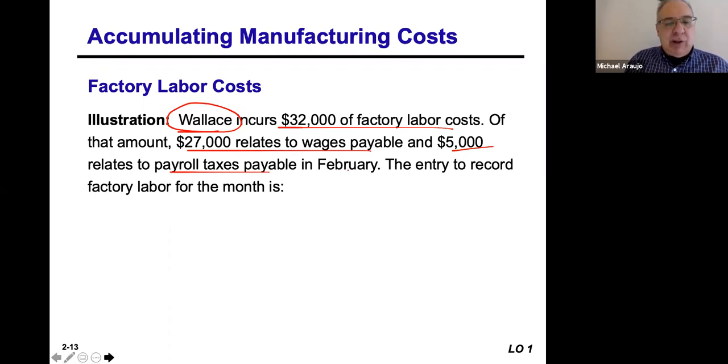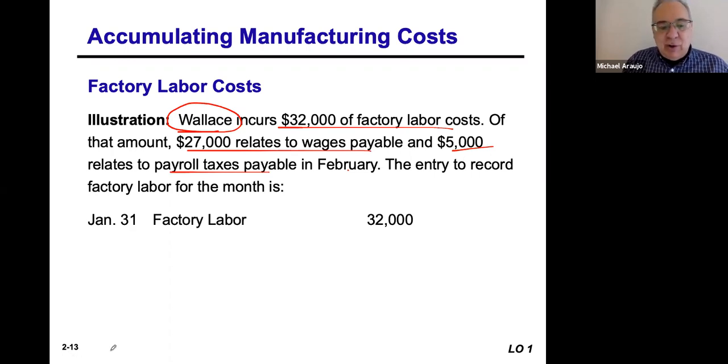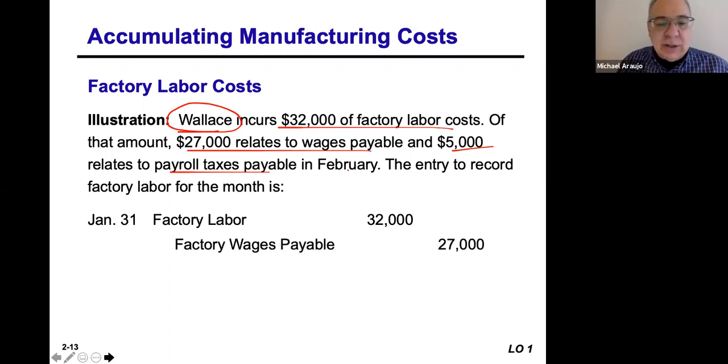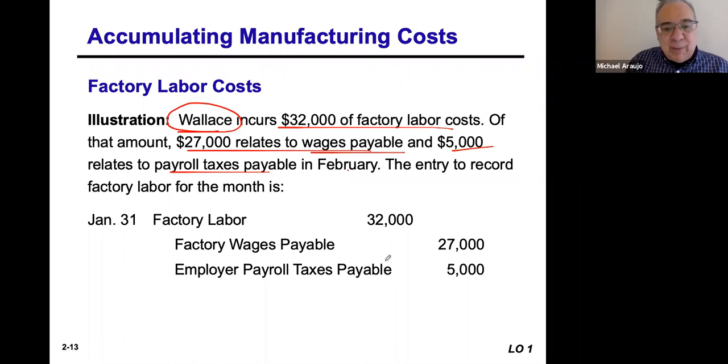So what would the entry look like in a journal? They would debit factory labor by 32,000. And they would credit their factory wages payable, because that's the wage payable, for 27,000, and their employer payroll tax payable for 5,000, because they will be paying that at the next pay date, whatever their pay date is, when they're sending money into the government as well. So these would be the factory labor costs that would go next.